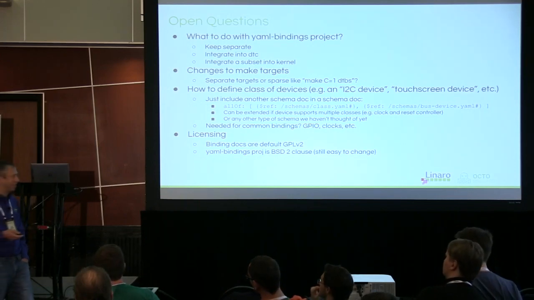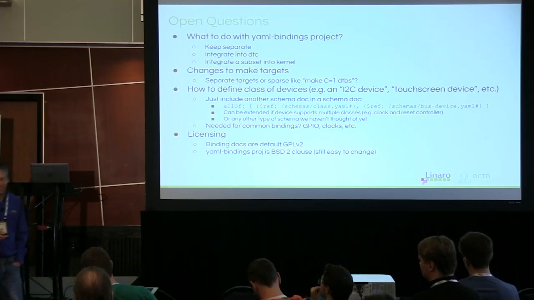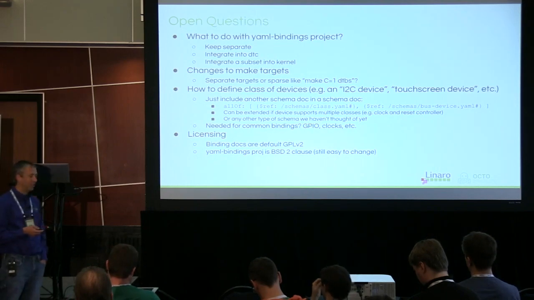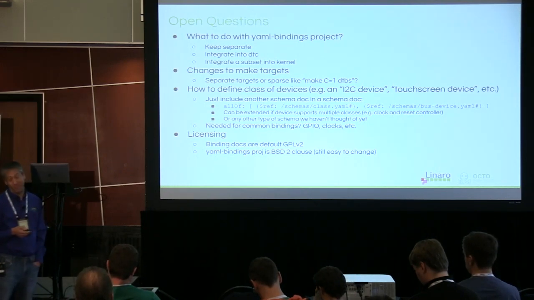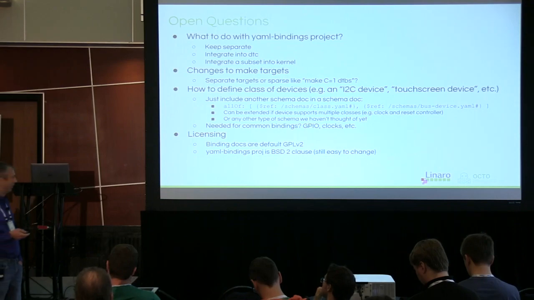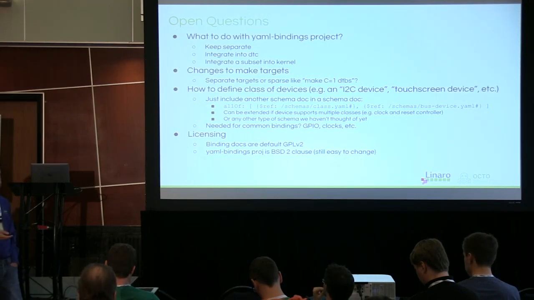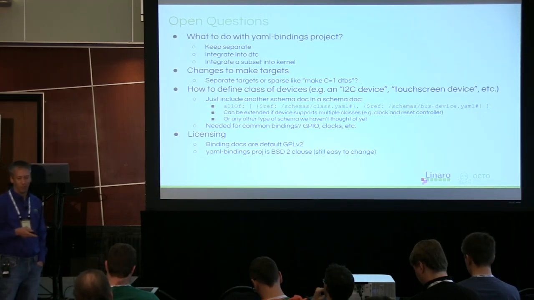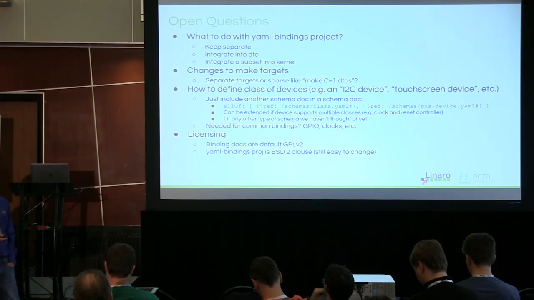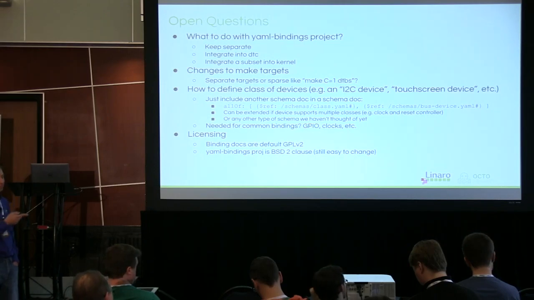The question was, which way am I leaning for licensing? I think it was to leave it as GPL for now, but the YAML bindings part is BSD 2-clause. We can easily change that because it's ARM and Linaro. It's copyright currently. I don't think we're too worried about people forking and making proprietary versions of any of this. So whatever gets most people to the table, I'm open for it.